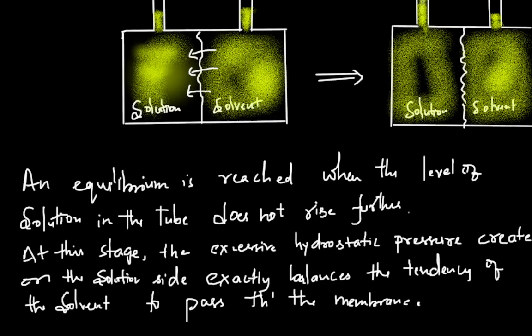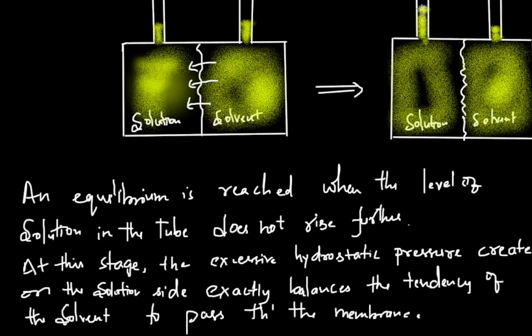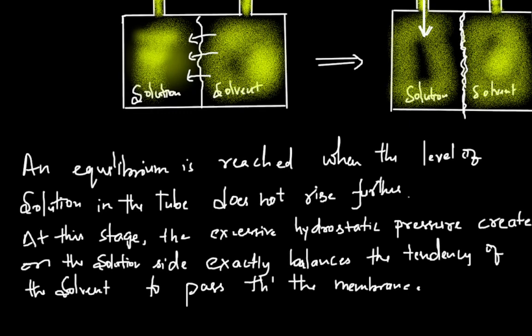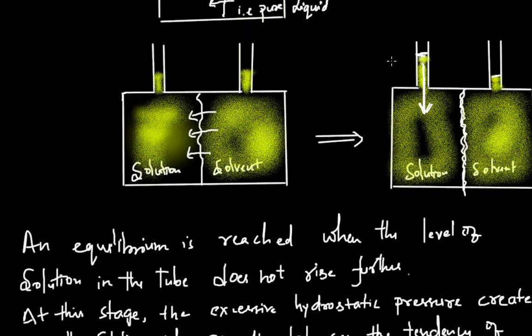This flow will continue till equilibrium is reached. At the equilibrium stage, because there is a higher level of solution here than here, this puts extra pressure on the solution side, and this pressure stops the inflow of the solvent molecules through the semi-permeable membrane. So at this stage, we say that equilibrium is reached. Suppose I say that the risen solution in this tube has created an extra pressure pi.